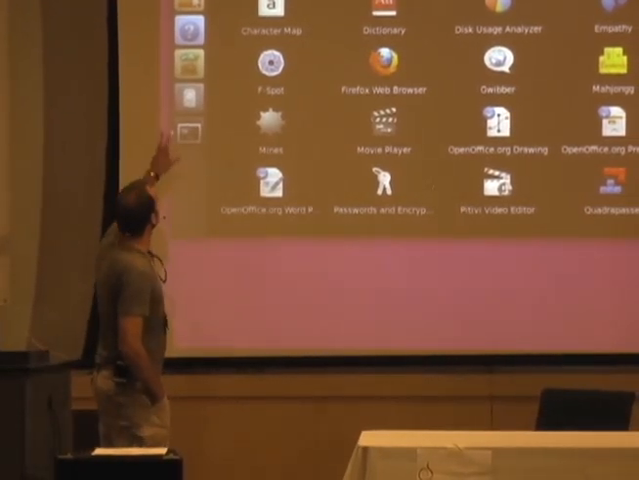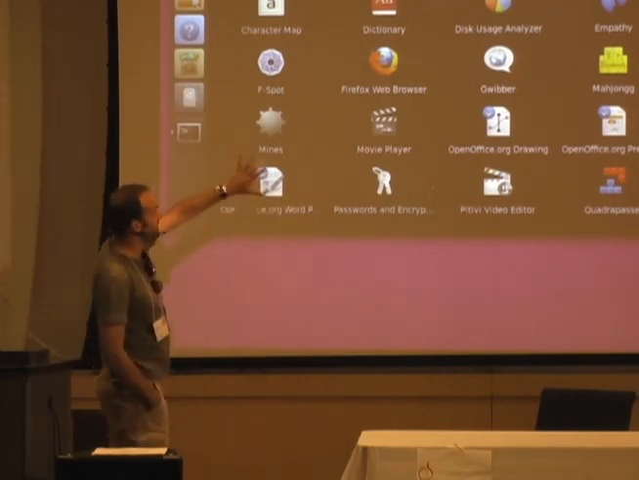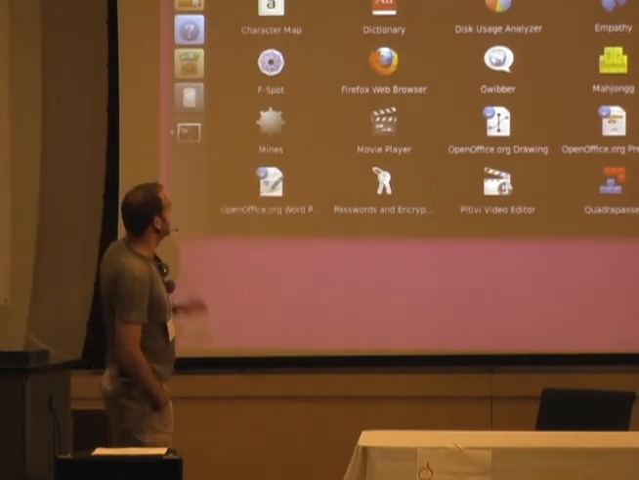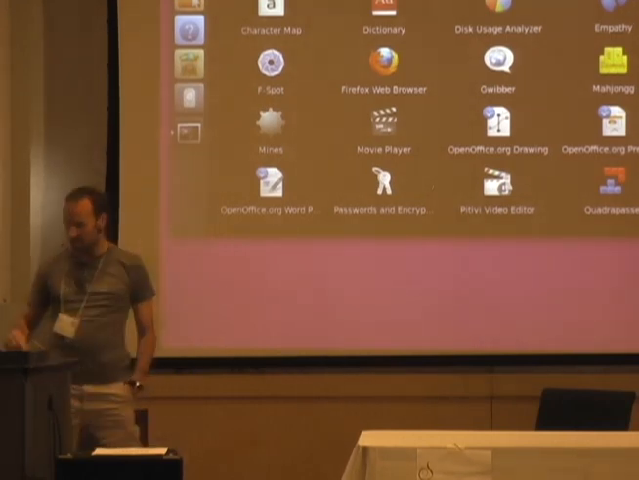So now we have the launcher. We have the Dash in the middle over here, places driving the Dash, essentially, and indicators up there. And that's roughly what Unity is all about.